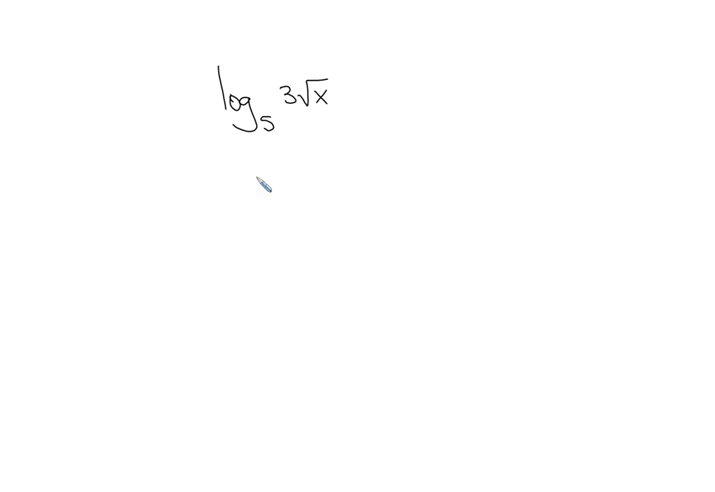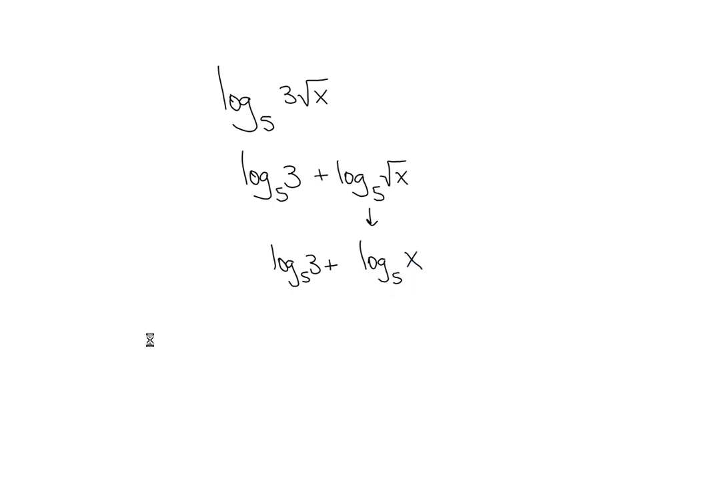Log base 5 of 3 radical x, 3 times the square root of x. Well, first we can use our product property, right? Everybody with me on that? Now, there's a problem, guys. We are not done expanding this yet. But we don't have a property that allows us to do anything with that square root of x part. But what we can do is rewrite this as what? X to what power is the square root of x?